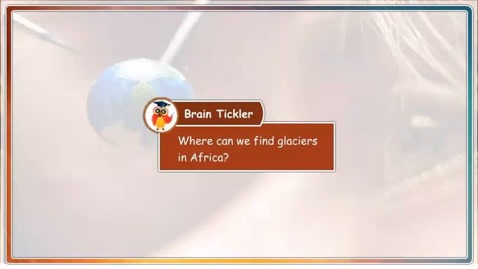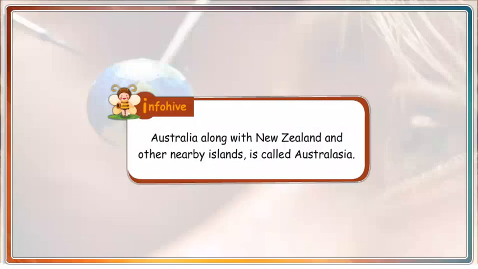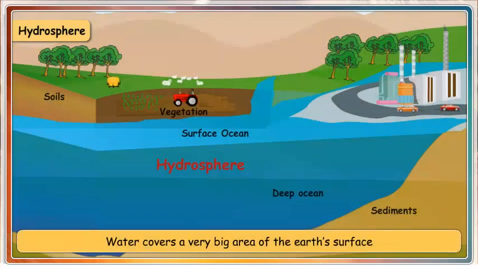Brain tickler. Where can we find glaciers in Africa? Info Hive. Australia along with New Zealand and other nearby islands is called Australasia. Hydrosphere.